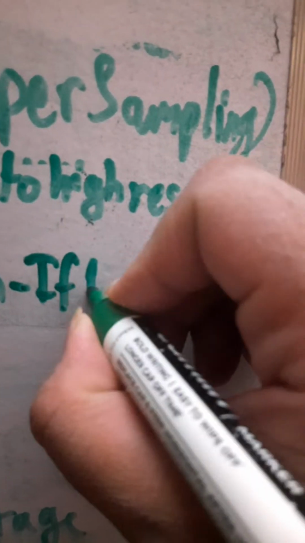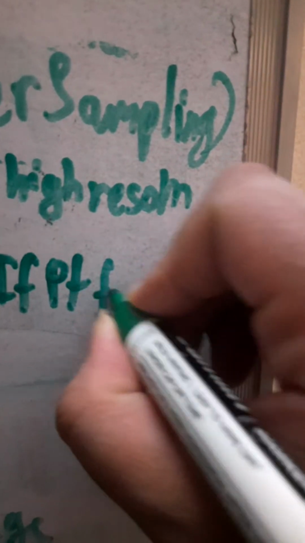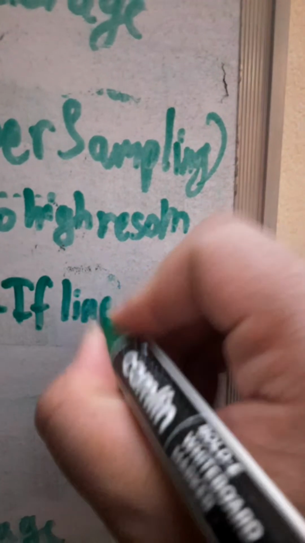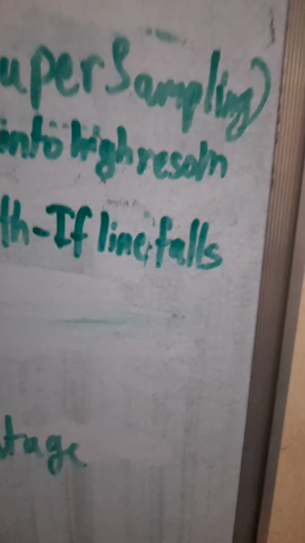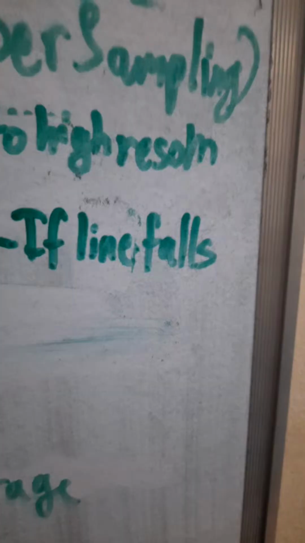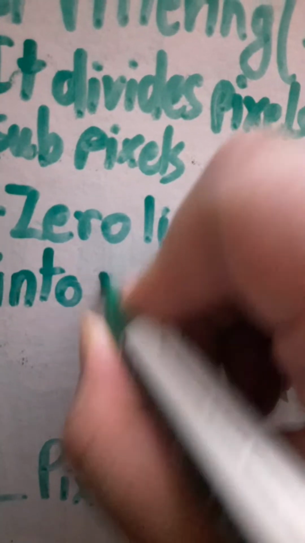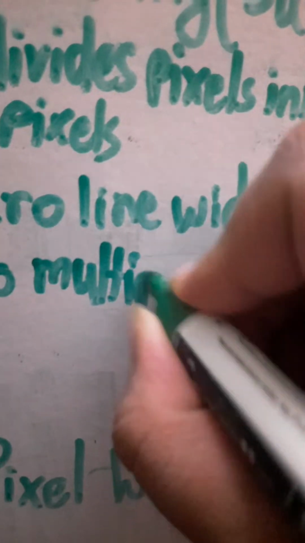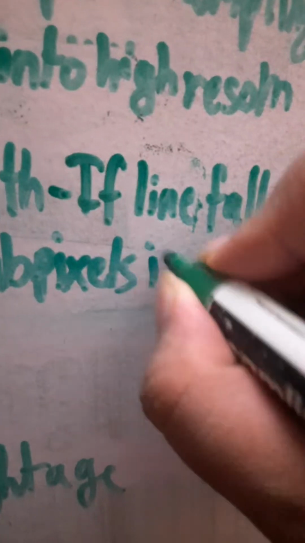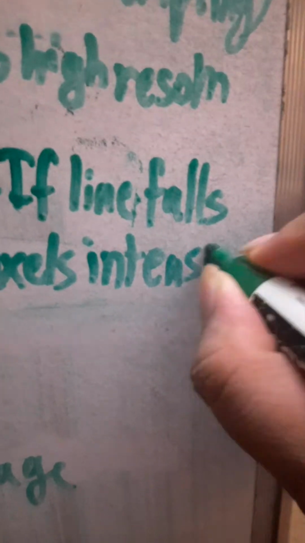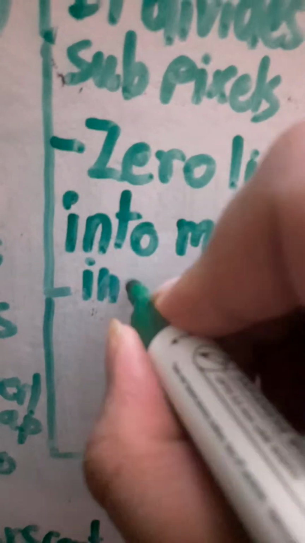So if a line falls into multiple subpixels, intensity increases.